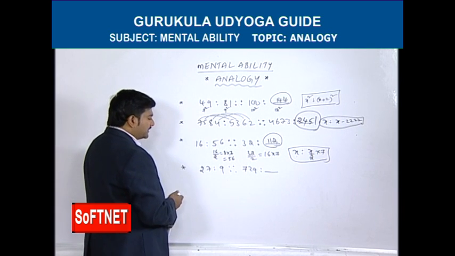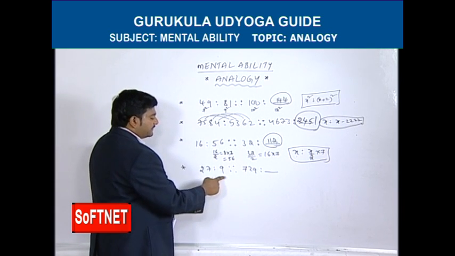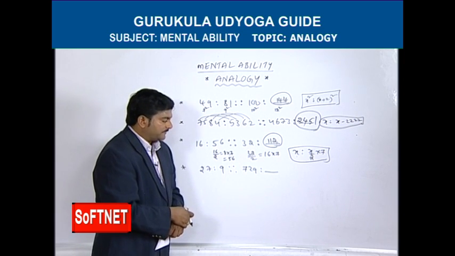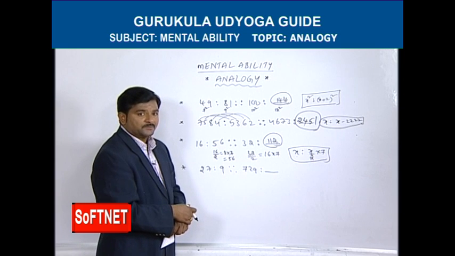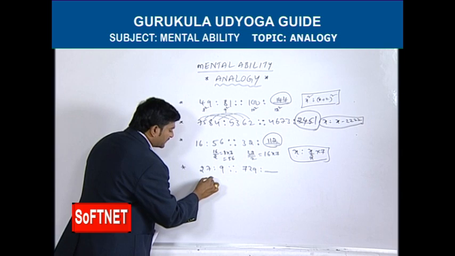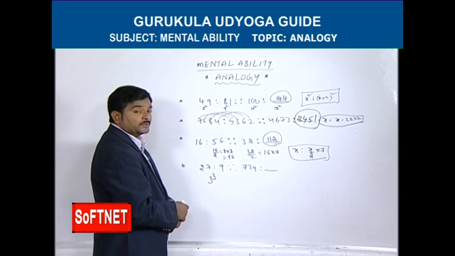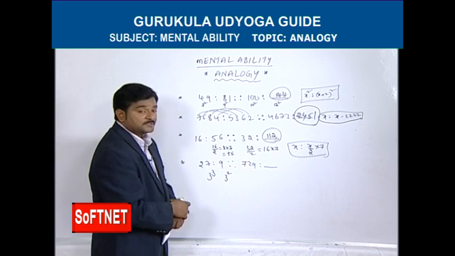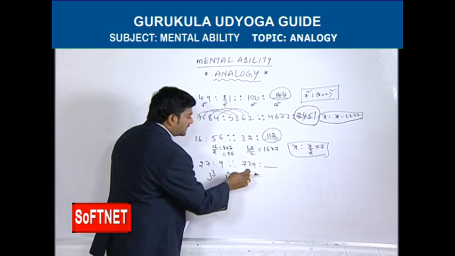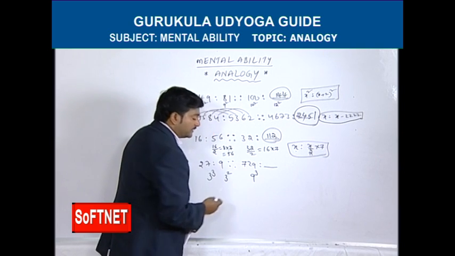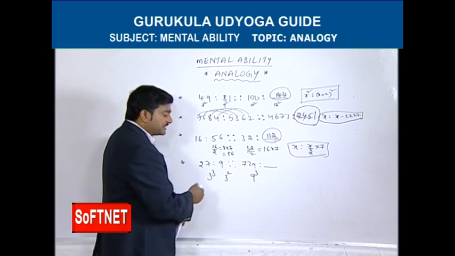Okay, so now apply here. 27 is to 9 as 729 is to dash. So it's very clear. 27 means here what can you write? 3 cube. Similarly 9 means 3 square. So now apply the same concept here. 729 means what? Obviously 9 cube. So 3 cube, 3 square.